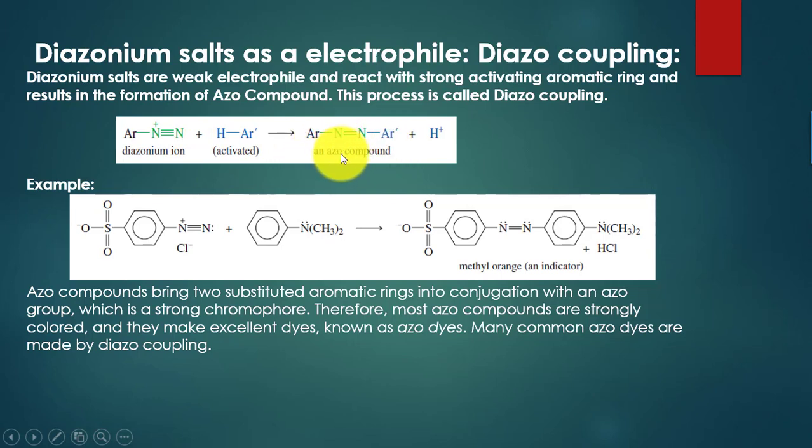These azo compounds bring two substituted aromatic rings into conjugation with an azo group. So this is a strong chromophore. A chromophore is that part of a molecule which is responsible for producing color. Therefore, most azo compounds are strongly colored and make excellent dyes known as azo dyes. Many common azo dyes are made by diazo coupling. Here the reaction is shown in which diazonium salt reacts with the activated aromatic ring, and this leads to the formation of methyl orange, which is an indicator and has its own characteristic color, orange.